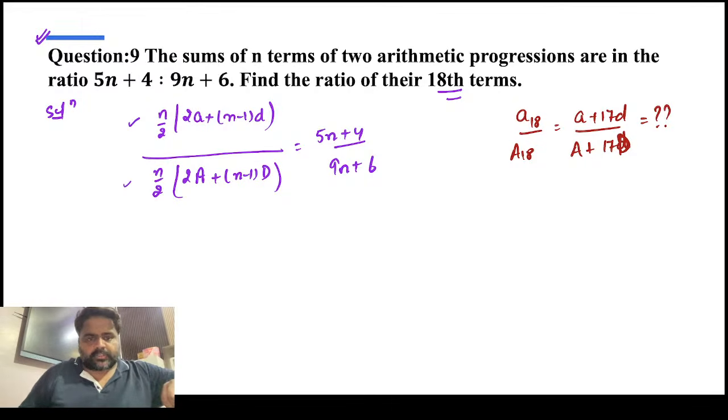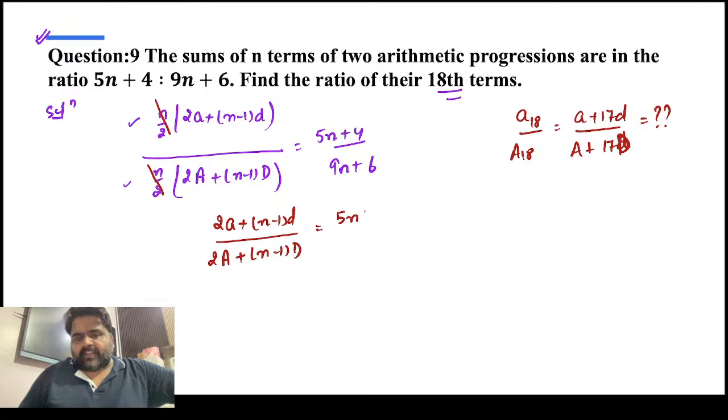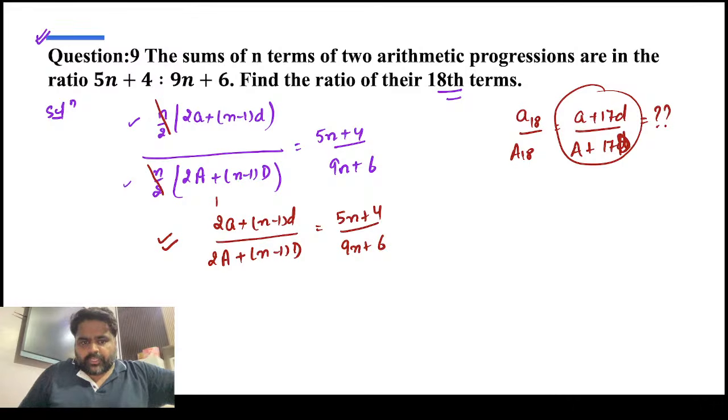Please all of you focus. n by 2 cancels out with n by 2. This is 2a plus n minus 1 into d upon 2A plus n minus 1 into D, which is equal to 5n plus 4 upon 9n plus 6. Right? But we want this thing, and this thing is available to you. Now first of all we need to eliminate this 2. So take 2 as common.